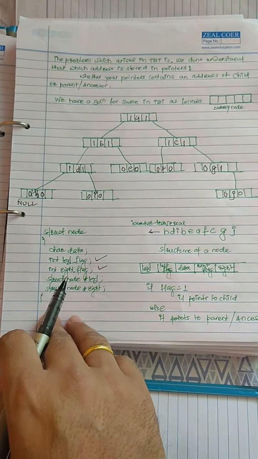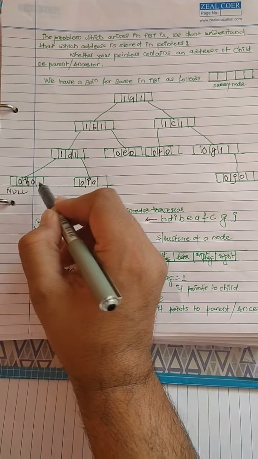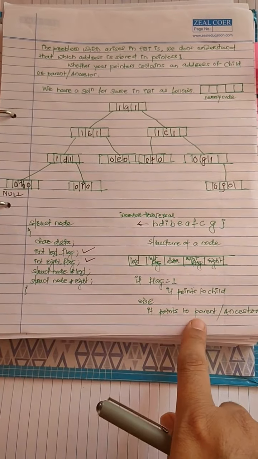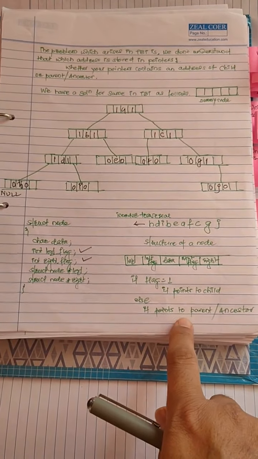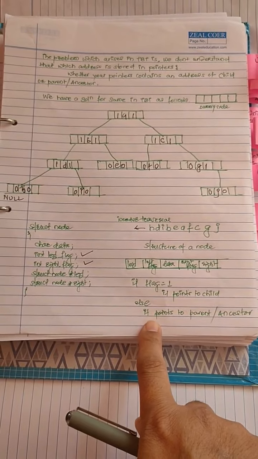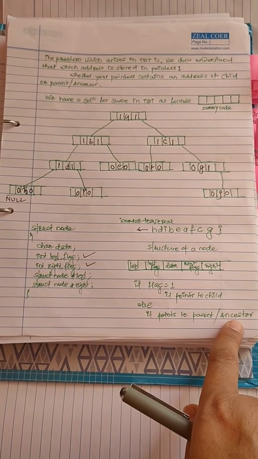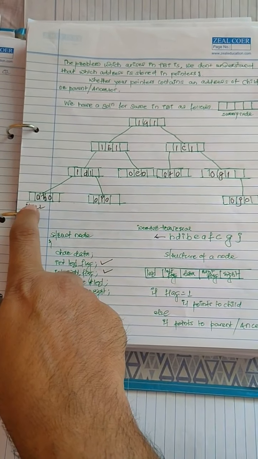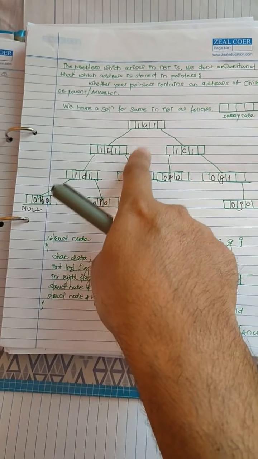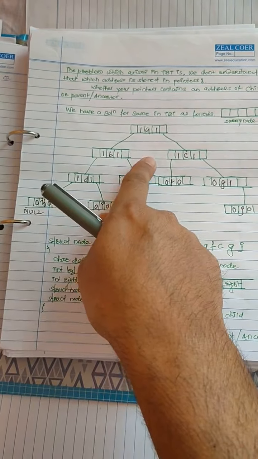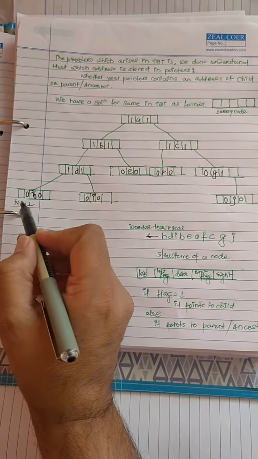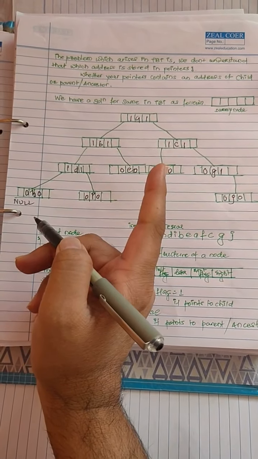What does it mean? If left flag is equal to 0, what is the meaning of left flag equal to 0? Left flag equal to 0 means the left pointer is pointing to either parent or ancestor. And if I am keeping my left pointer equal to null, what does it mean? It means that it doesn't contain any ancestor or parent, which is not true. So I cannot keep it null.